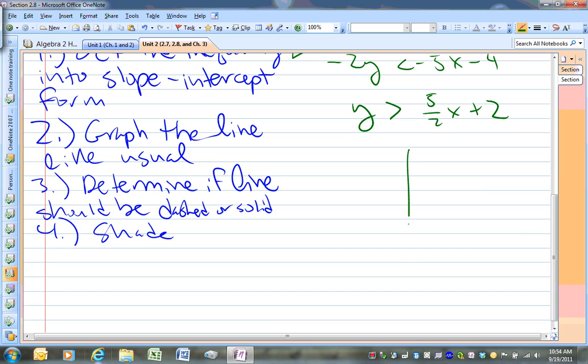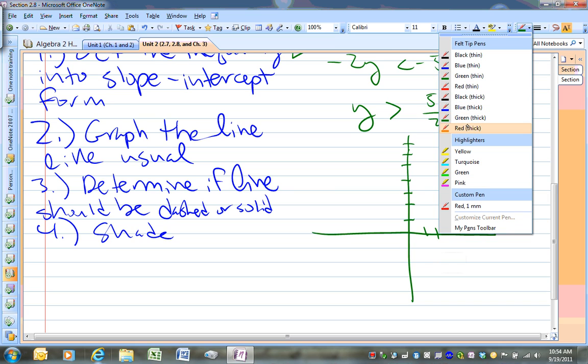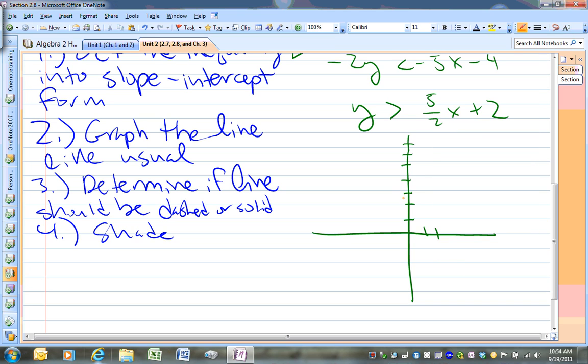Okay, now step 2. Let's see here. 1, 2, 3, 4, 5. 1, 2. So if I plot this, again, plot like you usually do. So you start at 2, up 5 over 2. So we graph like we usually do, but the line's going to have to be dashed.